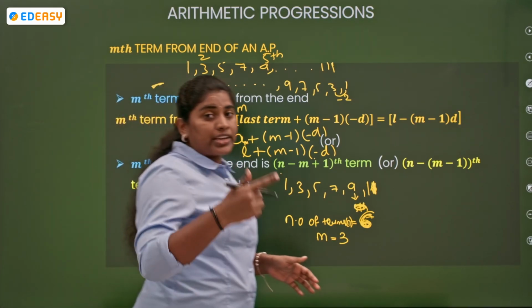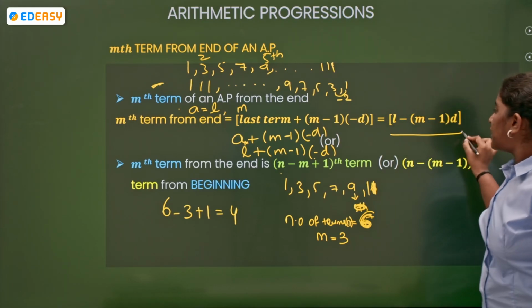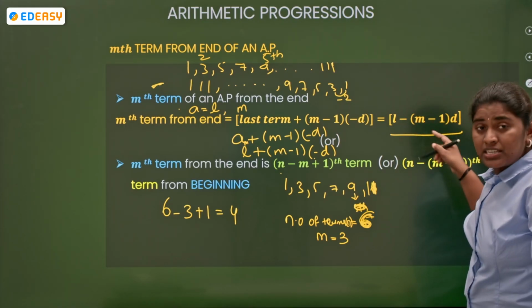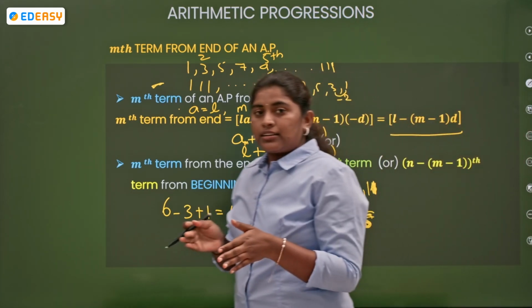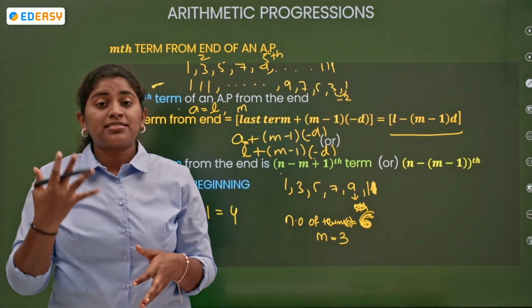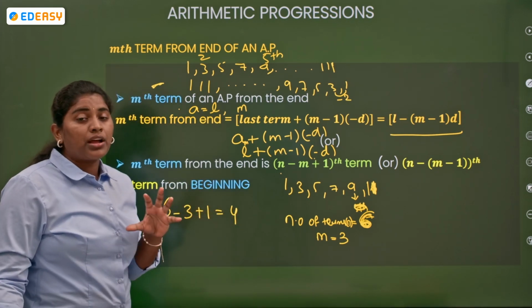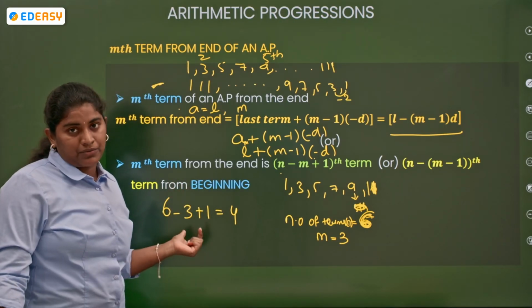If you are not getting the first formula, how we got L plus of m minus 1 into d, L minus of m minus 1 into d, you can take that from the starting only. For suppose, if you don't know the last term, then you can use the second one.